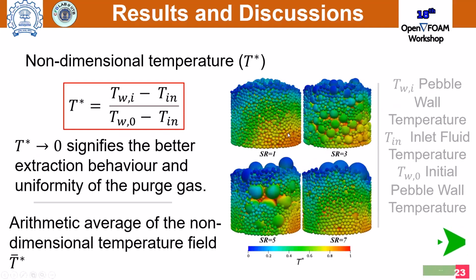Now to compare the value of the temperature for different packed beds, I have used this quantity. If this quantity approaches 0, it signifies that there is uniformity in the packed bed, and the heat extraction behavior is improved. But you can see that it is hard to compare here. That is why I have taken the arithmetic average of this T star quantity, and I have plotted this quantity.